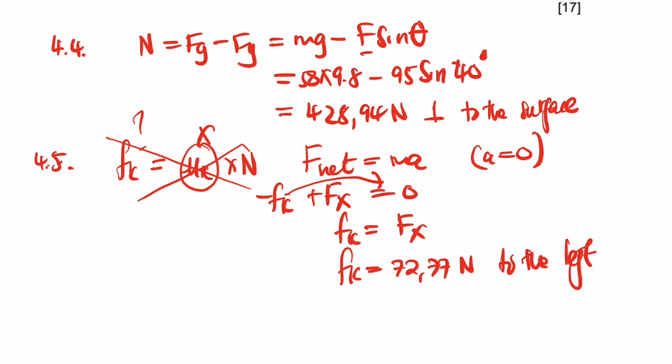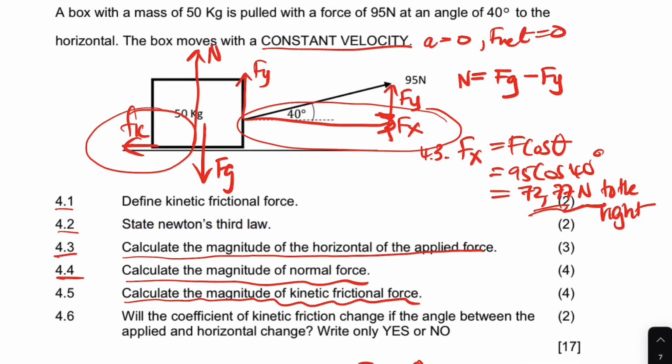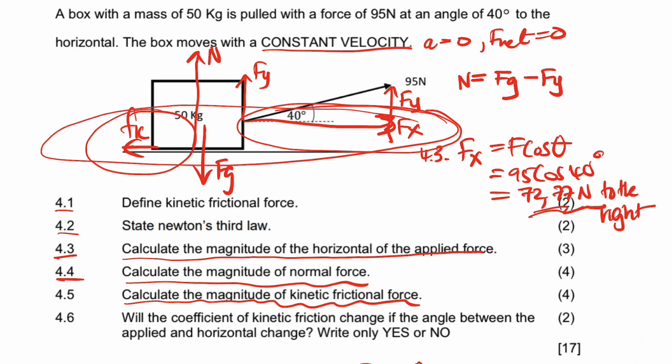Guys, when an object moves at constant velocity, that means the forces are balanced. These two forces are equal. These parallel forces are equal there.